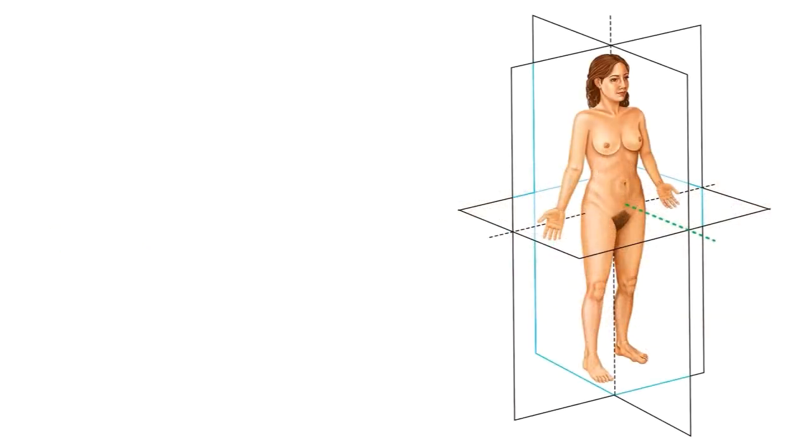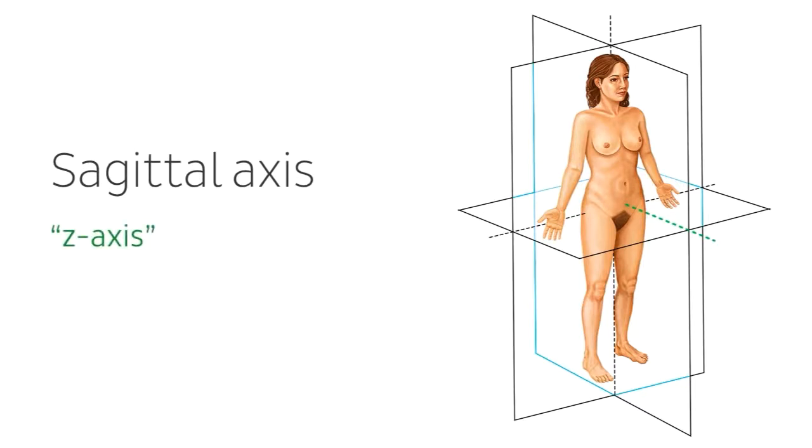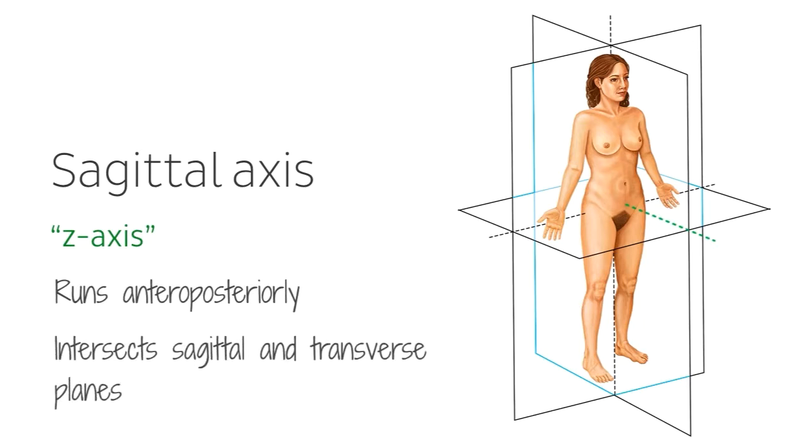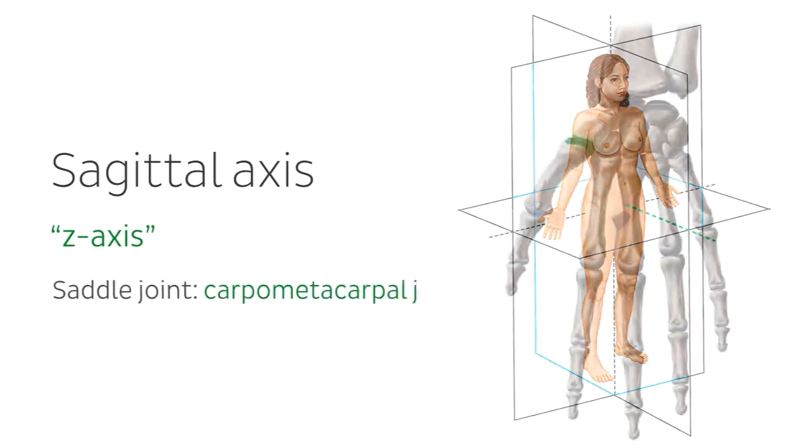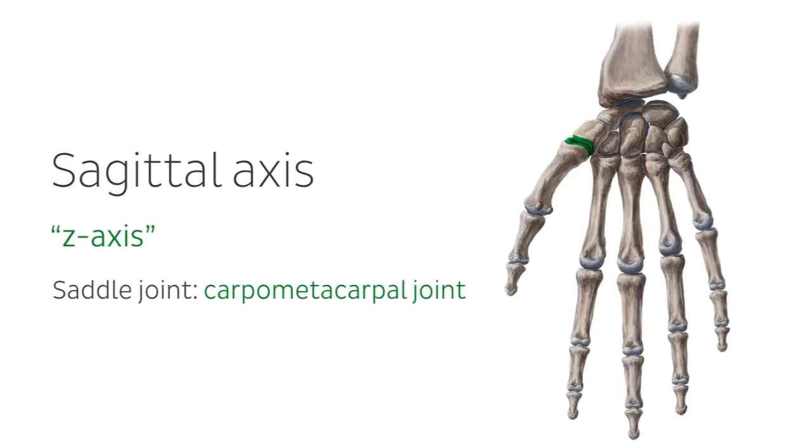Finally, the third cardinal axis is the sagittal axis, also known as the z-axis. This axis runs anteroposteriorly from the front of the body to the back of the body and lies at the intersection of the sagittal and transverse planes. The carpometacarpal joint of the thumb, which is a saddle joint, performs movement around the z-axis, specifically abduction and adduction of the thumb.